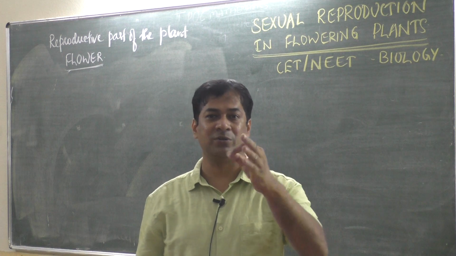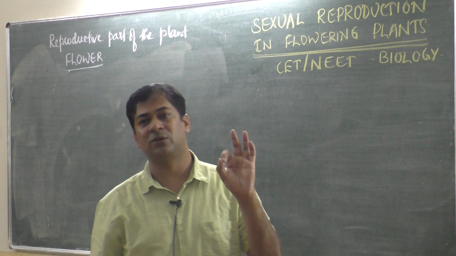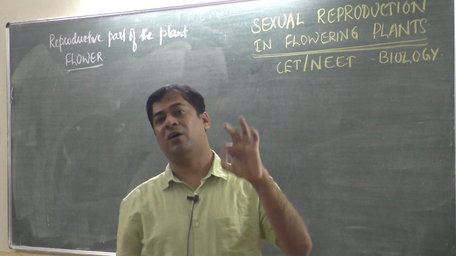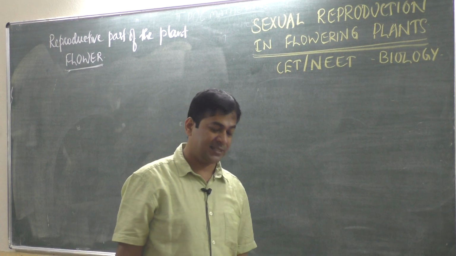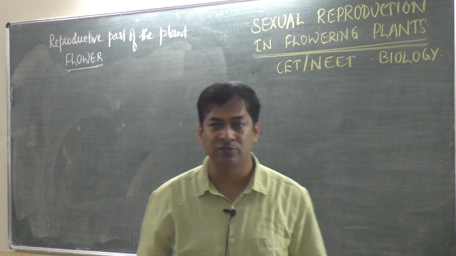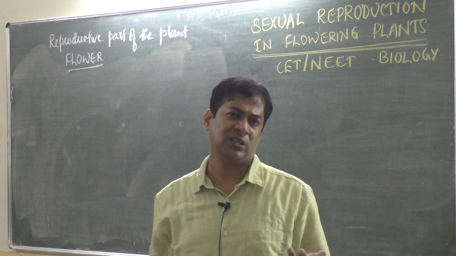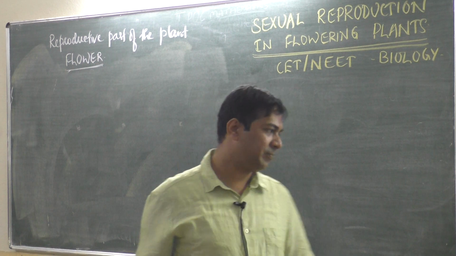Formation of pollen grains, or formation of microspores, in the anther of a flower is called microsporogenesis. You know that the word genesis refers to formation. These words are not English words. Most of the biology words are derived from Latin or Greek, you know.